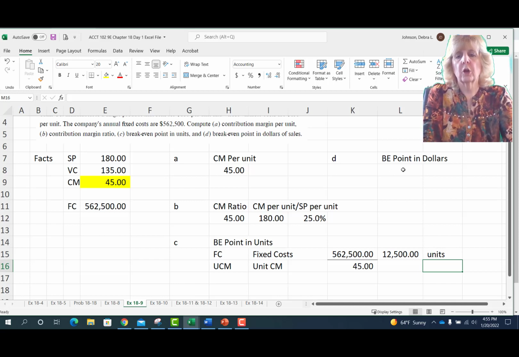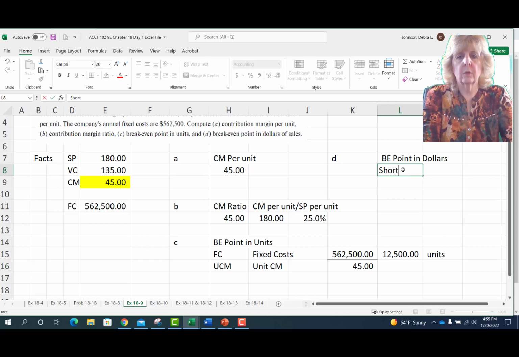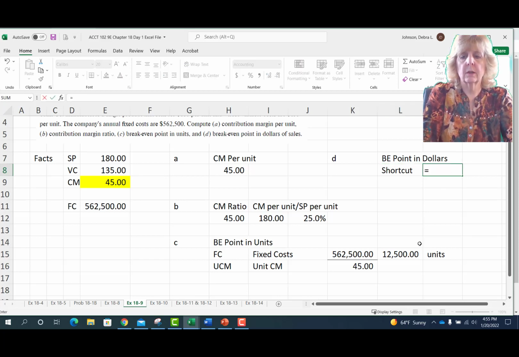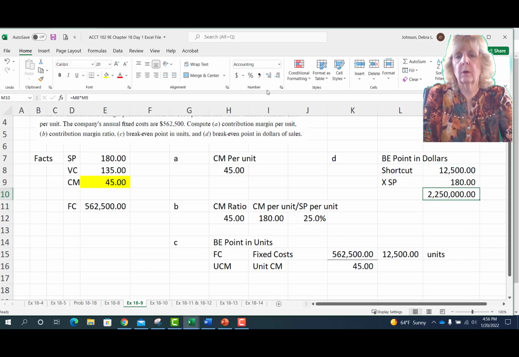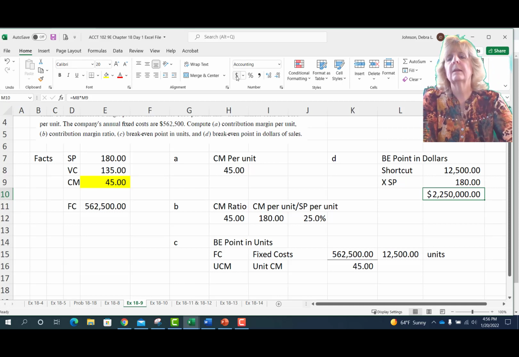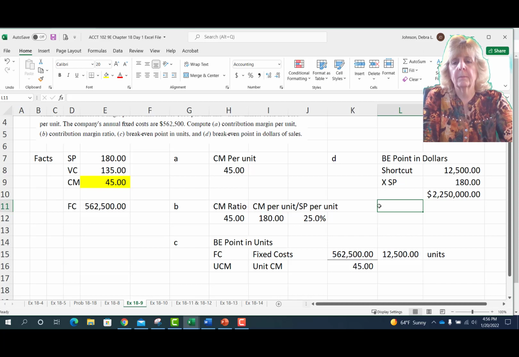To turn that into dollars, a shortcut way to do that would be to take the 12,500 units that we just computed and multiply it by the sales price. The sales price in this one was given at $180. So to turn those units into dollars, I'll let Excel do the math. And when I multiply those two out, I got 2,250,000 sales dollars. At that level of sales, the company would break even.